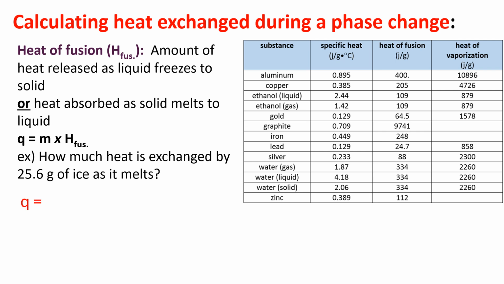So Q is going to be equal to 25.6 grams, and then the heat of fusion is a constant. If you look at the table, 334 joules per gram. So pretty big numbers when we look at heat of fusion compared to our specific heats, which means these phase changes are going to involve pretty big amounts of energy. But if we do 25.6 times 334, of course the grams cancel, and we are left with 8,550 joules.